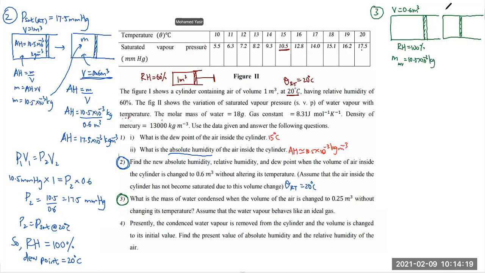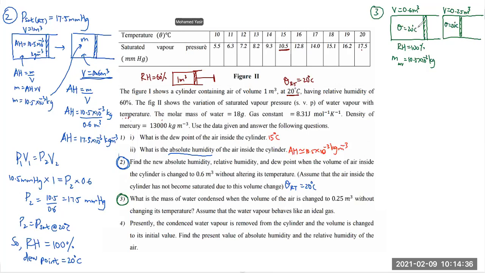Okay, right. Now the volume is converted to 0.25 meter cube. But remember, the temperature is not changed. What is the temperature for both the instances? It is 20 degrees Celsius. Here also they are maintaining the temperature as 20 degrees Celsius.